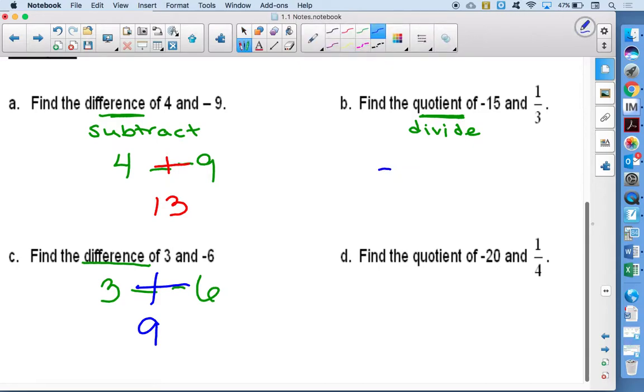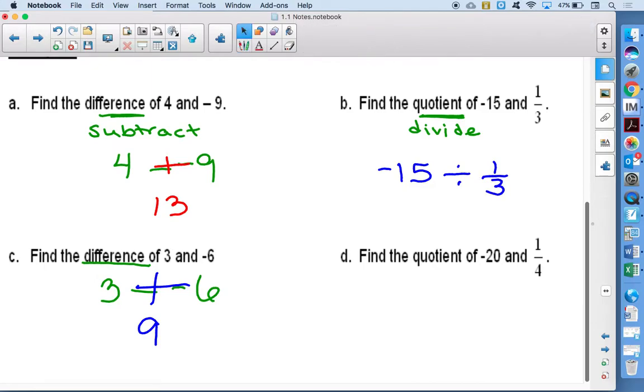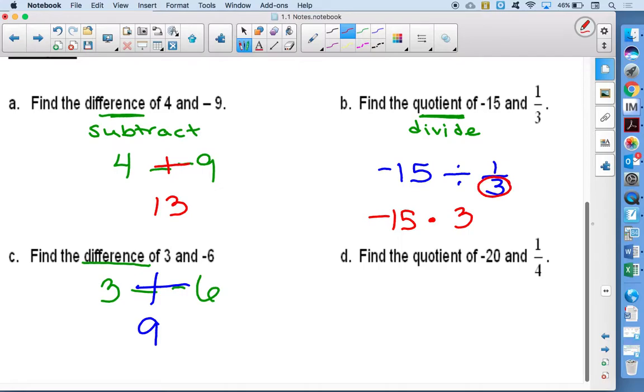So we're going to take negative 15 divided by 1/3. Does anybody remember what you actually are doing when you're dividing by a fraction? You're multiplying by the number in the denominator. So when you divide by a fraction, you're actually multiplying by the number in the denominator. So I'm going to change this into a multiplication problem.